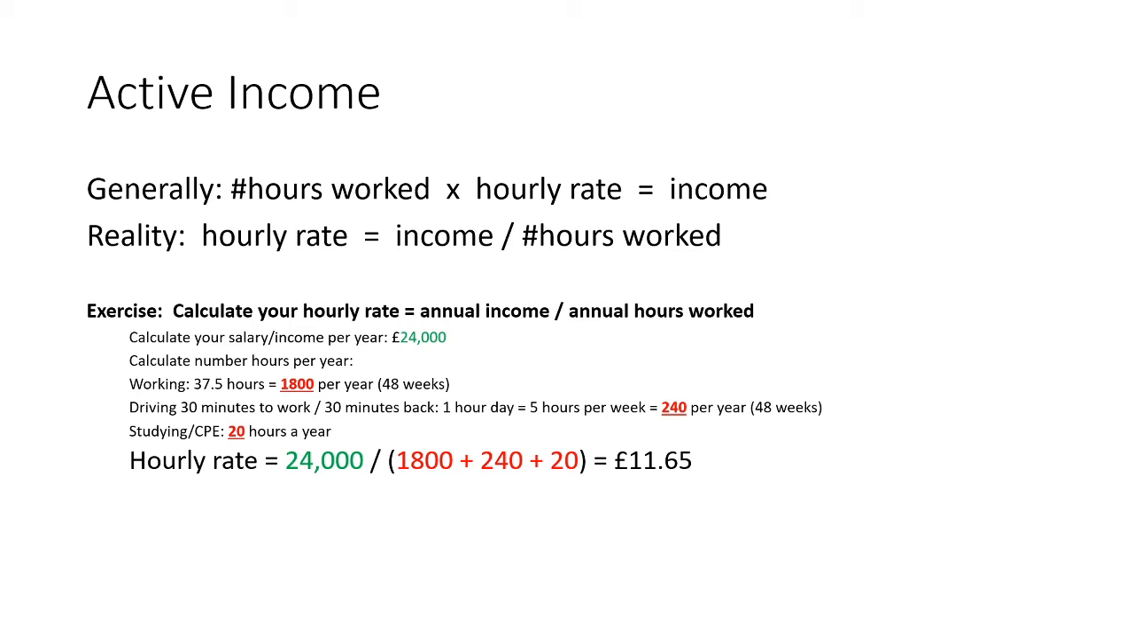So let's say, for example, your salary or average income is 24,000, that's the average salary where we are in the UK right now. So that's on an annual basis. So we're going to calculate how many hours we spend on an annual basis, how many hours per year. Let's say you're working 37.5 hours, then that equates to 1,800 hours per year. And I've calculated 48 weeks because typically people have around about 4 weeks off on holiday.